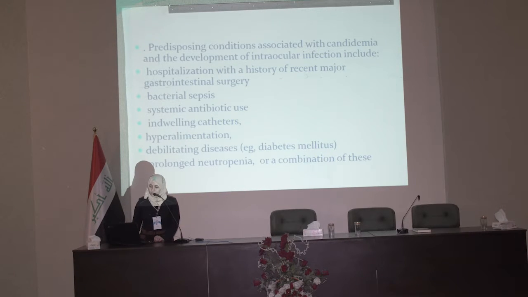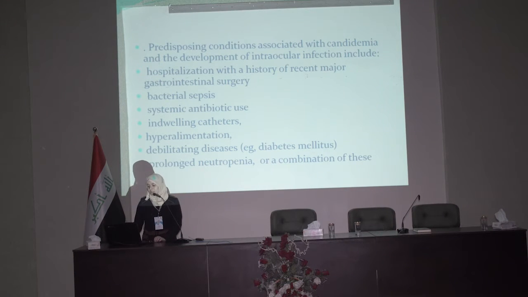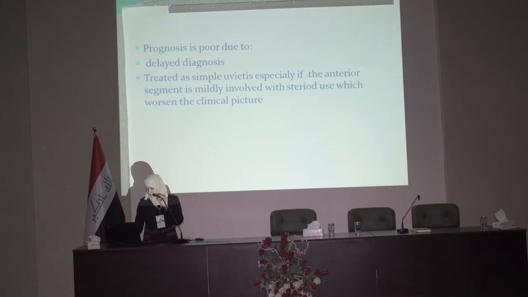The predisposing conditions associated with candidemia and the development of intraocular infection include hospitalization. These factors should always be borne in mind in such cases, given the importance of the past history of the patient complaining of blurred vision with clear or apparently clear anterior ocular media. So the factors: hospitalization with a history of recent major gastrointestinal surgery, bacterial sepsis, systemic antibiotic use, indwelling catheter, hyperalimentation, debilitating disease such as diabetes mellitus, prolonged neutropenia, or a combination of these factors.